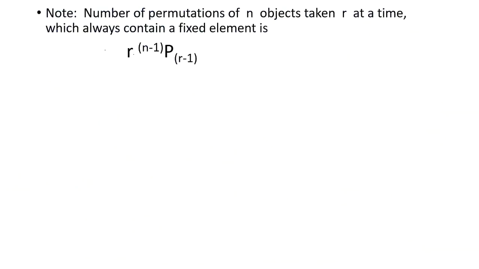Next, we have an interesting result. The number of permutations of n objects taken r at a time, which always contain a particular object, is going to be r times (n minus 1)P(r minus 1). So let me explain the question using some example. Let me take the previous question itself.